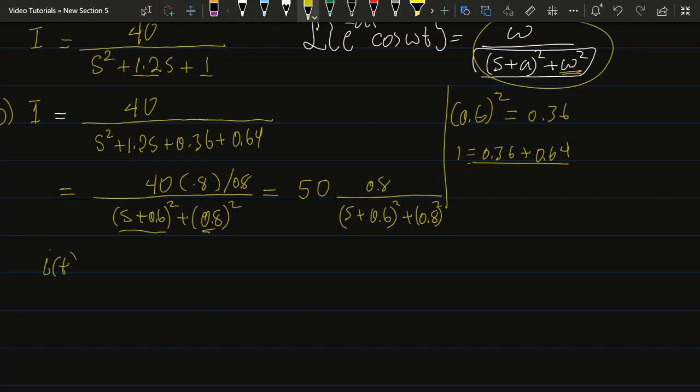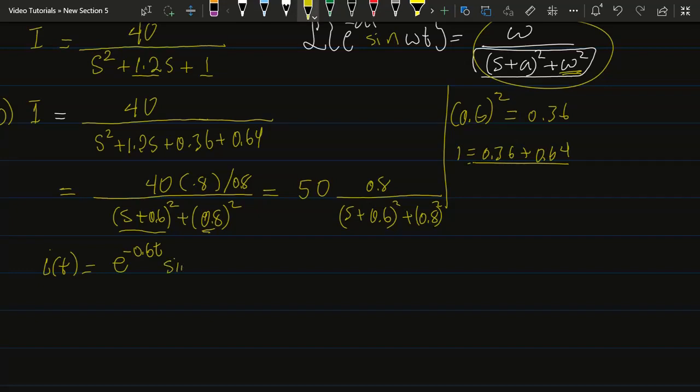So I will just apply the formula to get the inverse Laplace transform. So now I of t is equal to e to the minus 0.6t, and this should be, oh, this is a sine, not a cosine, sorry for that.